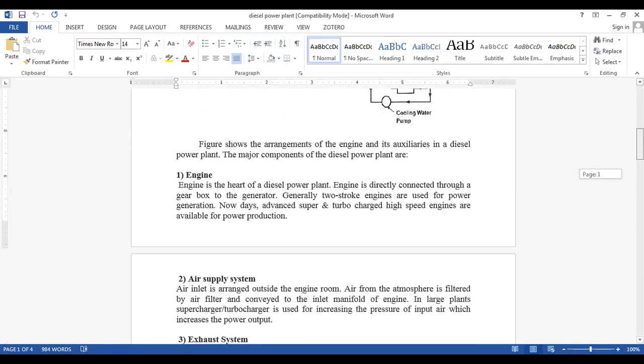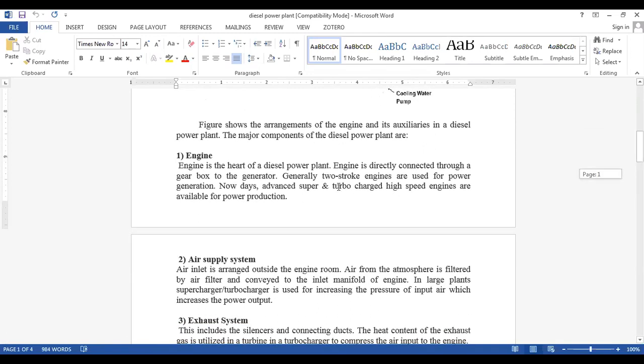First is the engine, a very important part. It may be a 2-stroke engine, it may be a 4-stroke engine. Then there is the air supply system. And see here, in large power plants, a supercharger or turbocharger is used for increasing the pressure of the input air, the air that is input to the engine, above the atmospheric pressure or higher than what it was without superchargers. So superchargers are included in the air supply system.